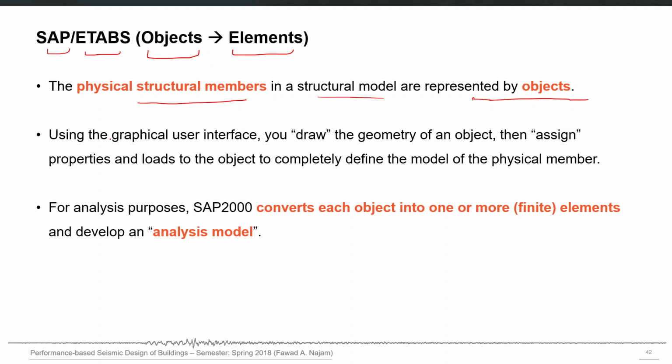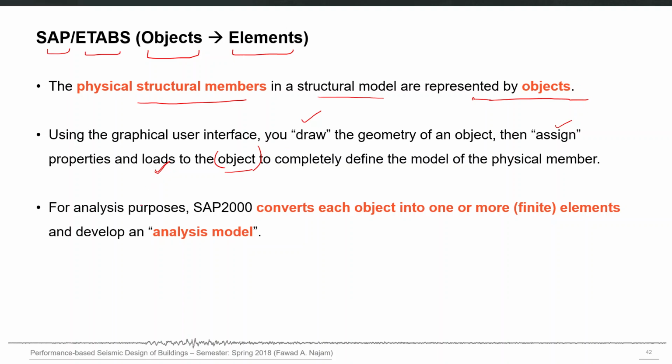So using the graphical user interface, you directly draw the geometry of an object and then assign properties and loads to the object, not to the element but to the object, to completely define the model of the physical member. Whatever properties or loads you assign to that object will be converted into finite elements and automatically transferred to those finite elements.